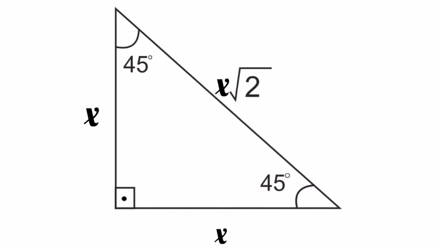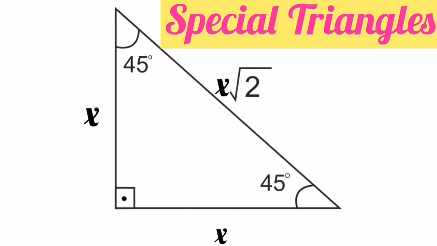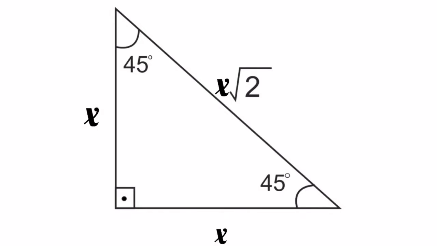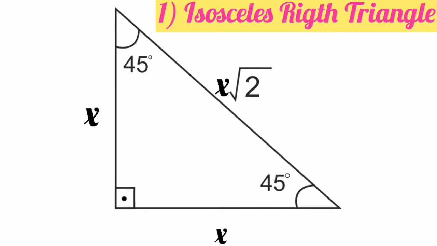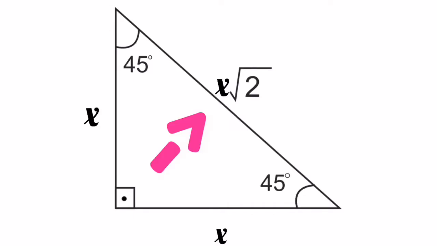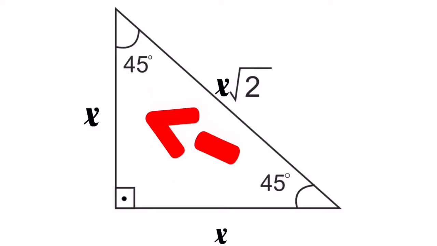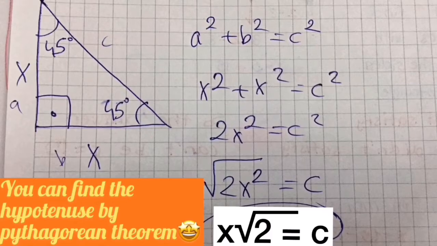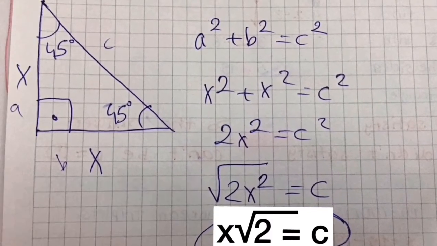There are some special triangles and they help you to not waste time doing calculations. The first one is the isosceles right triangle. As you can see, the side across 90 degrees is x times square root 2 and the side across 45 degrees is x. Find the hypotenuse by doing the Pythagorean theorem, and as you can see from the picture, this is how we find it.